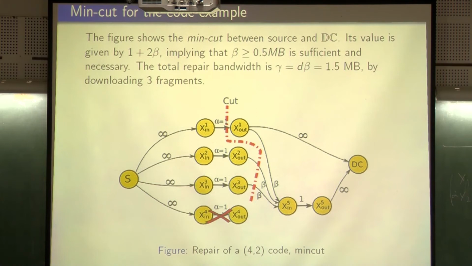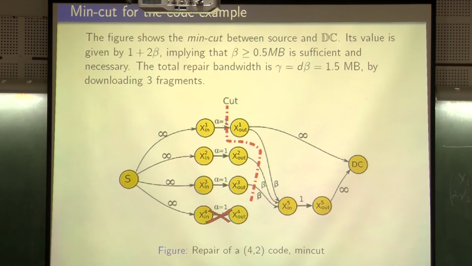From the flow graph point of view, to get that kind of proof, we will look at it this way. Here there is a source. It has infinite capacity, and that gets stored into 4 different nodes initially, right? Assume each has alpha equal to 1 capacity. Every out-node also has an alpha capacity.